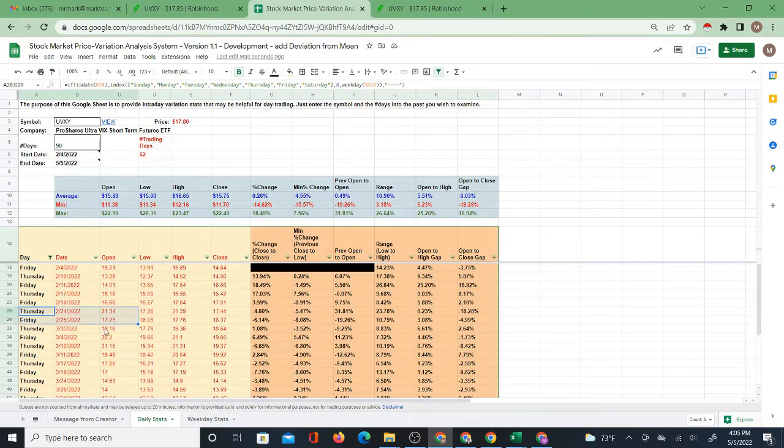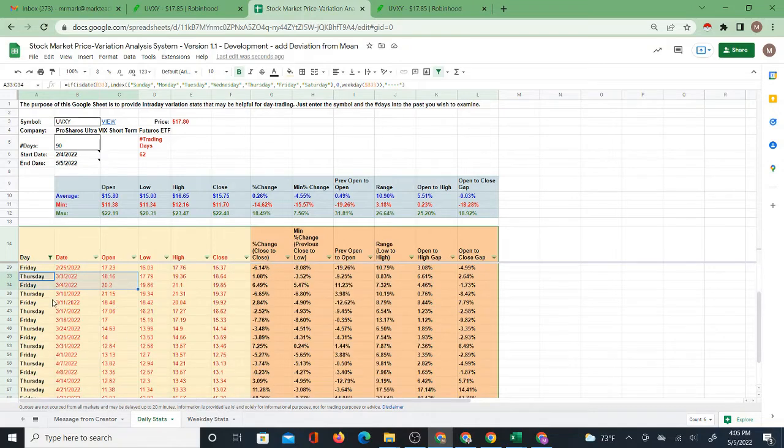So like I said, it's not perfect. It's not always going to go up. Look, this went down. Look at this one. It went up again. This went down. This went down, but only a little bit.